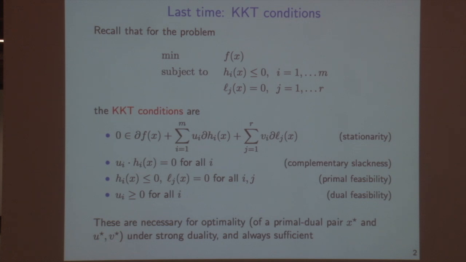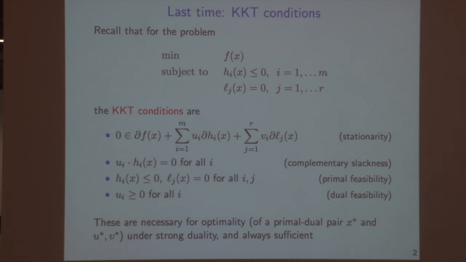If x, u, and v satisfy these conditions, then we know always, for a convex problem or not, this implies that x is primal optimal and u and v are dual optimal. That is something we proved last time. These are always sufficient for optimality.